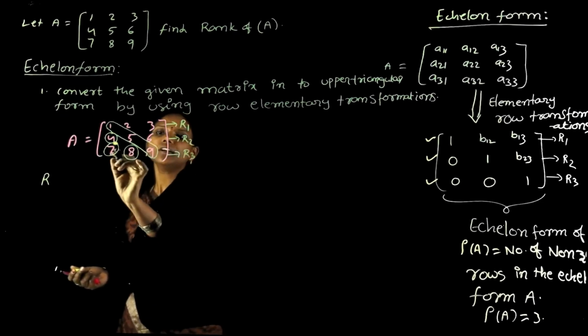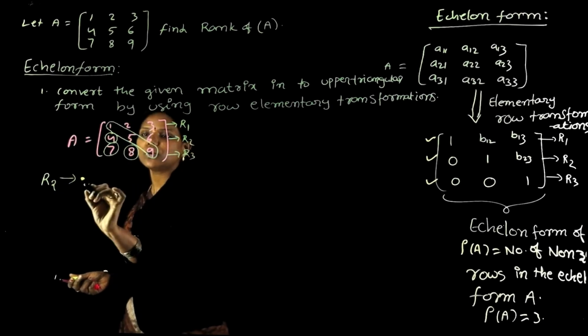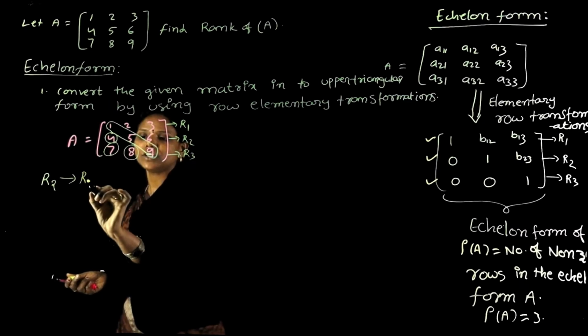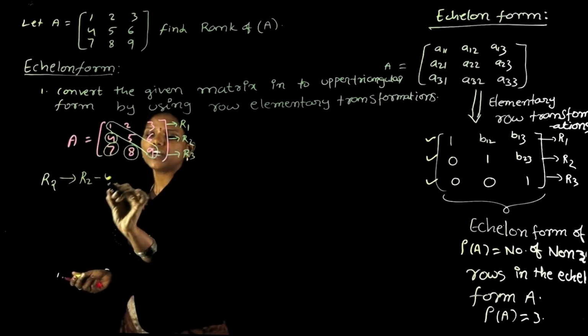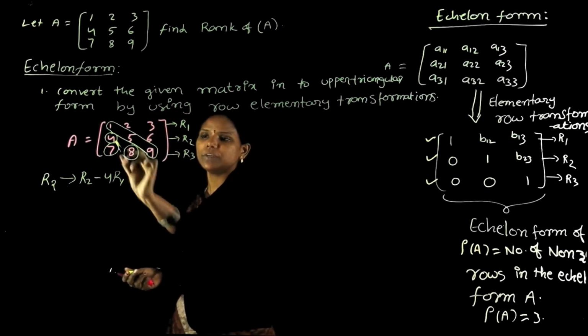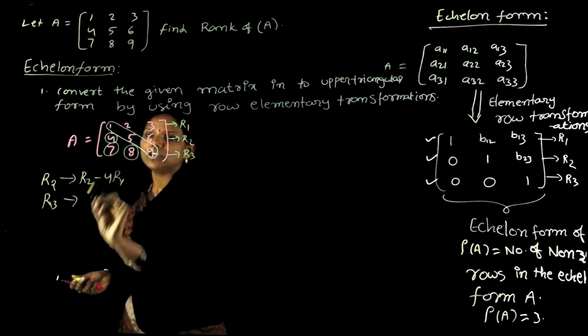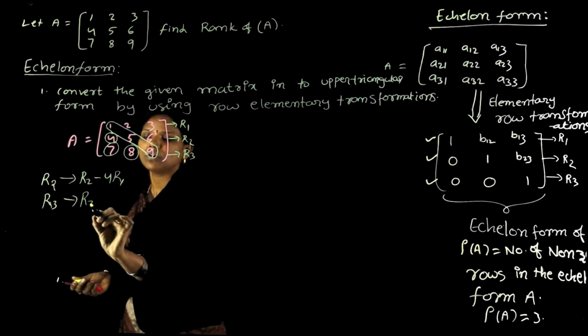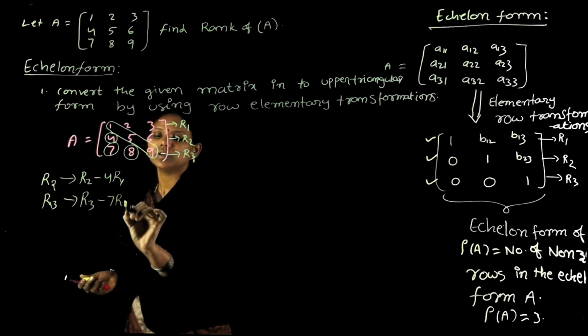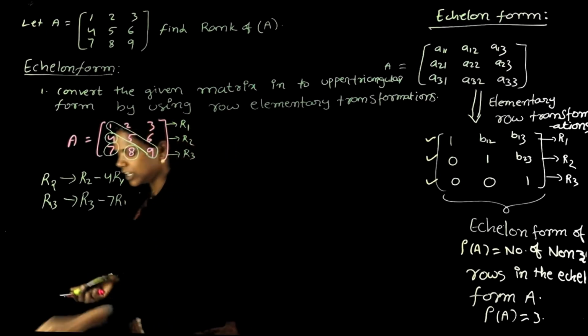So what do we have to do here? In the second row, the first element we have to make 0. So write the transformation: R2 becomes R2 minus 4 R1, using 4 times R1. If you do this transformation, this value will be 0. At the same time, apply a transformation for R3 also. Here in R3, the first element is 7. Use R1 to make that 0: R3 minus 7 times R1. If you apply these two transformations, the matrix will change like this.